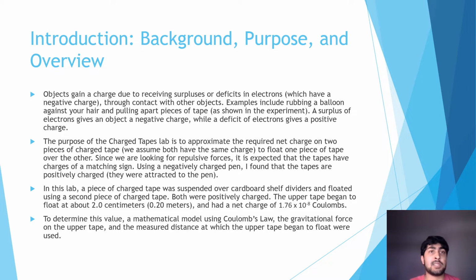In this lab, a piece of charged tape was suspended over cardboard shelf dividers and floated using a second piece of charged tape. Both were positively charged. The upper tape began to float at about 2.0 centimeters and had a net charge of 1.76 times 10 to the negative 8th coulombs. To determine this value in a mathematical model using Coulomb's law, the gravitational force on the upper tape and the measured distance at which the upper tape began to float were used.